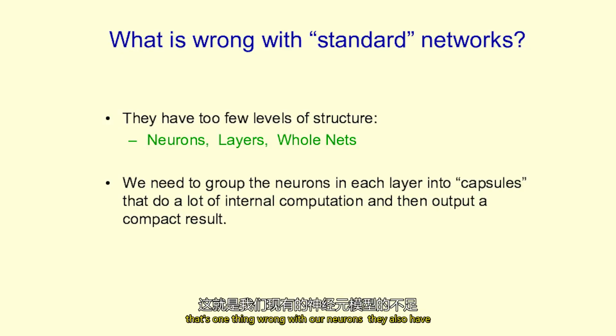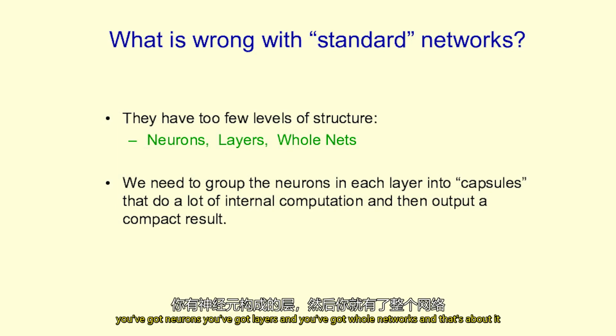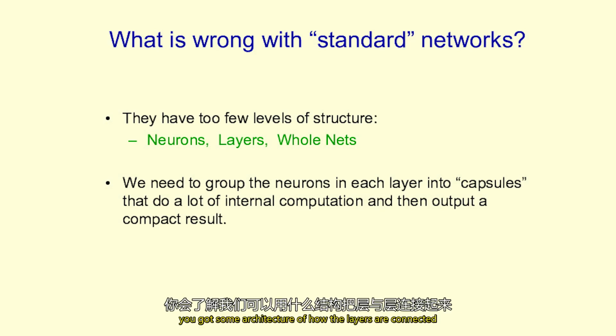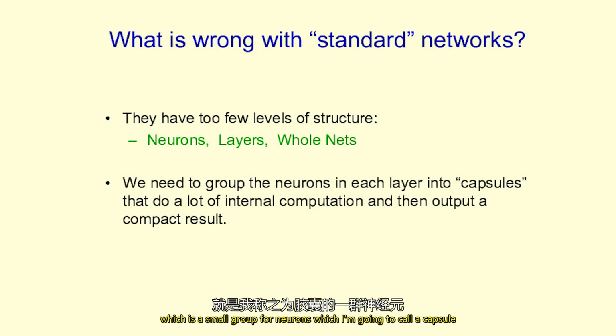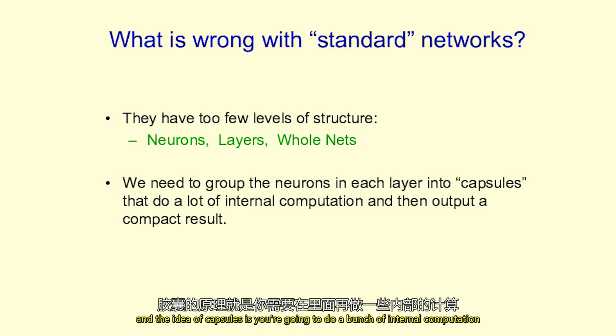They also have, if you're an engineer, surprisingly little structure. You've got neurons, you've got weights, you've got layers, and you've got whole networks, and that's about it. You've got some architecture of how the layers are connected. I'm going to suggest we should actually have something between a layer and a neuron, which is a small group of neurons, which I'm going to call a capsule.